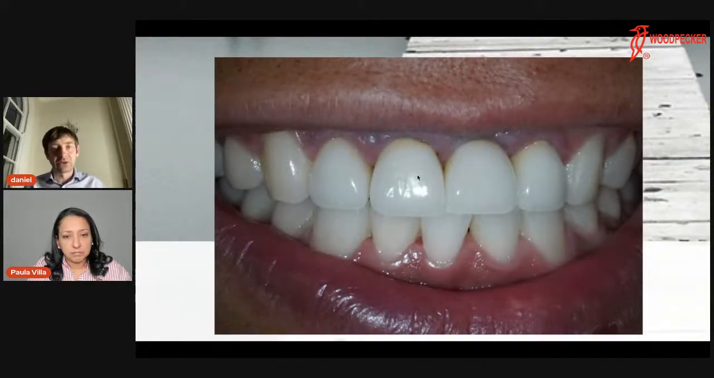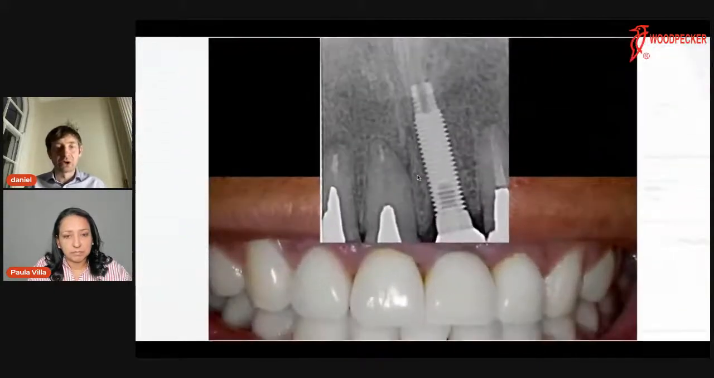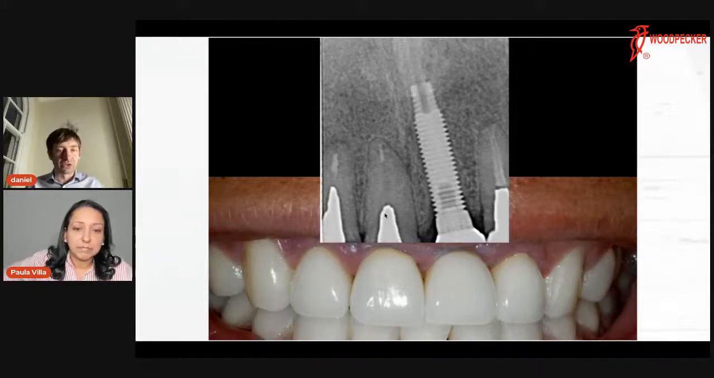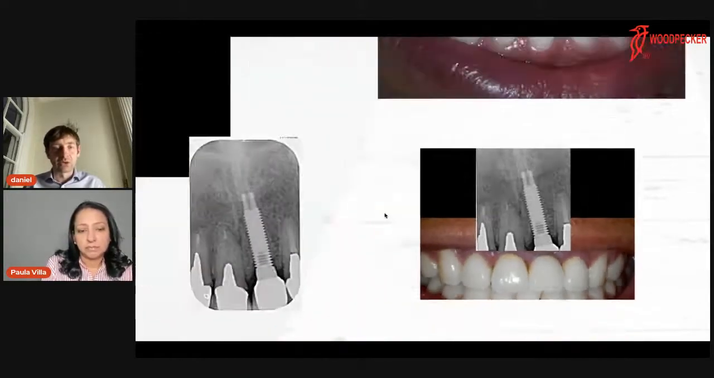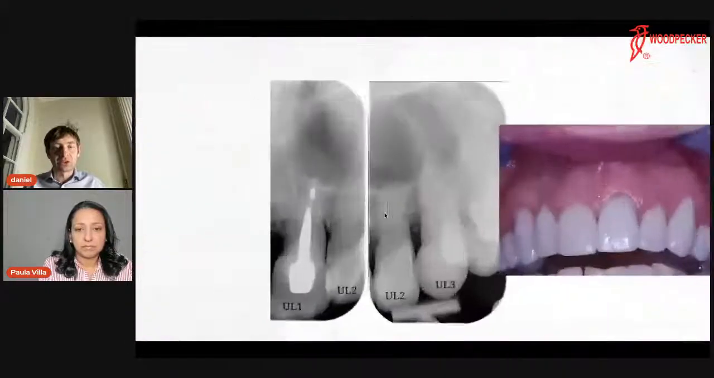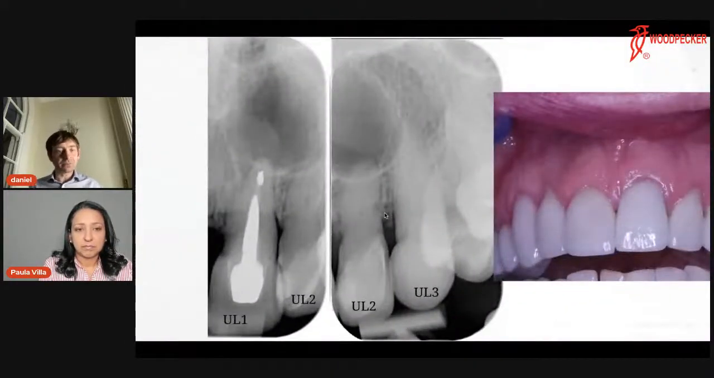If we decide to dismantle the tooth, it's got a very large post that's potentially going to weaken the tooth. We're going to try and remove that. Or if we do a surgical approach, how are we going to manage the soft tissues so that aesthetically the smile is going to look the same afterwards? So these are challenging cases.